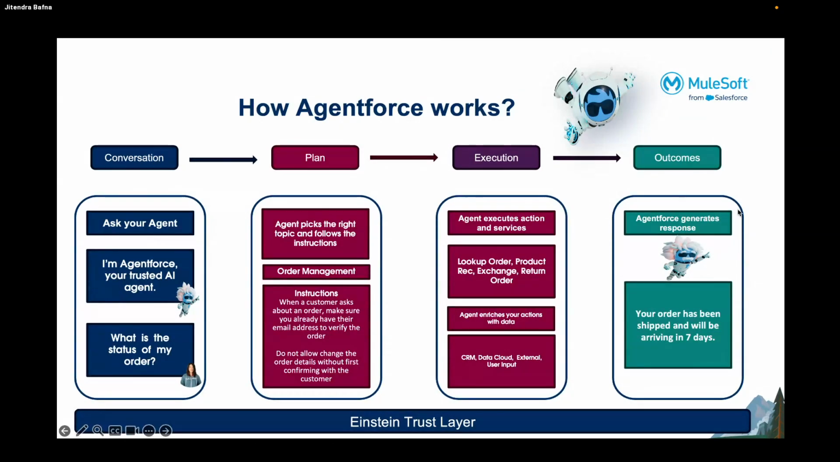And finally Agentforce will generate the response, and it will say, "Your order has been shipped, and it will be arriving in 7 days." And again, all the interaction is secured by the Einstein Trust Layer.